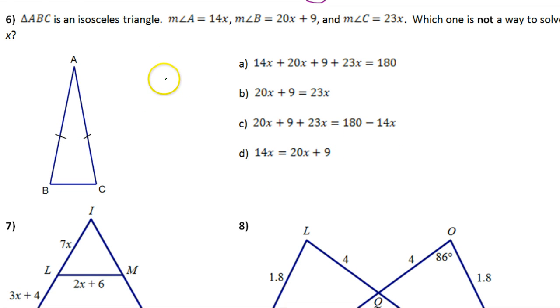Number 6. This is an isosceles triangle. That means that the base angles are going to be congruent. So angle B is going to be congruent to angle C. If angle A is 14x, angle B is 20x plus 9.